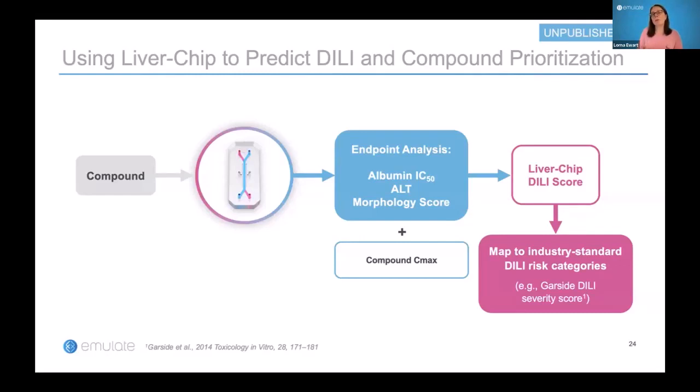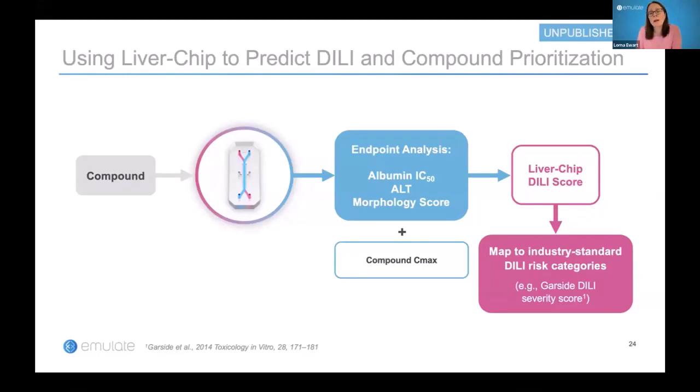So if you remember, what we're doing is from our endpoint analysis, we're measuring albumin IC50, we're measuring any ALT release, and we're looking at the morphology. That, together with the known Cmax of that particular candidate drug, or if you're pre-clinic, you will have a modeled range where you believe you need to be to see clinical efficacy. So we use that concentration. This allows us to calculate what we are now terming the liver chip DILI score.